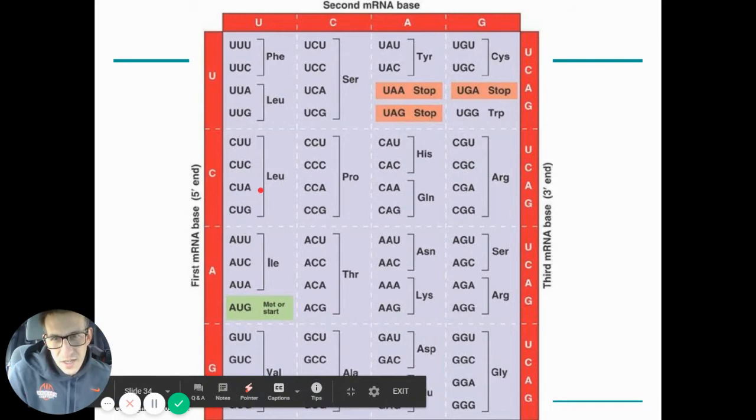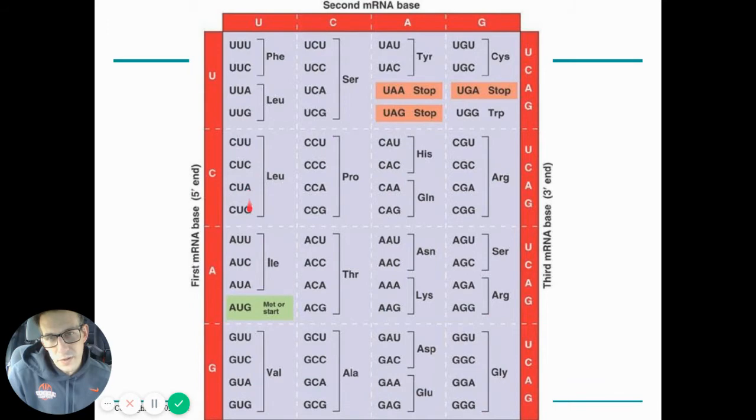You notice that this last base in the codon, they're all different, but they code for the same amino acid. That is where the wobble effect comes into play, and it doesn't really matter what the third one is. The third one could be anything. As long as it's CU and then something, it's going to get leucine. So that wobble effect means that the third base doesn't matter all that much, and it provides some flexibility in making sure that you get the right one.